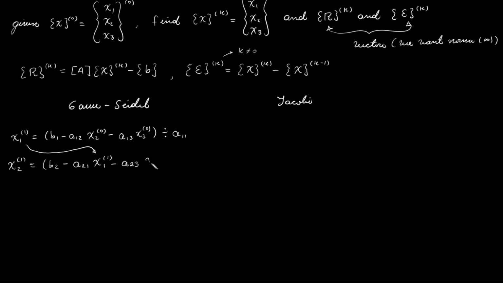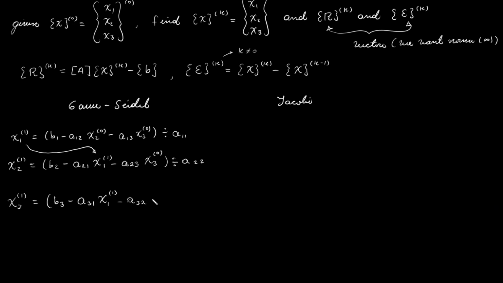Now, everything else is the same. a23 x3, and I haven't found x3. I don't have any new updated version of x3, so I'm going to use the one from the initial guess. And all of this gets divided by a22. Now x3 is also going to change. I'm going to approximate x3 of my initial guess. So this is going to be b3 minus a31, and a31 is multiplied by x1, but again, I found x1, so I'm not going to use the one from the initial guess.